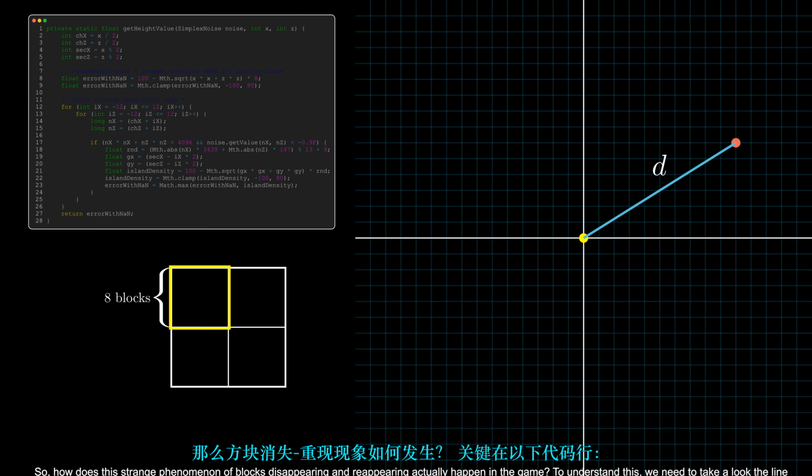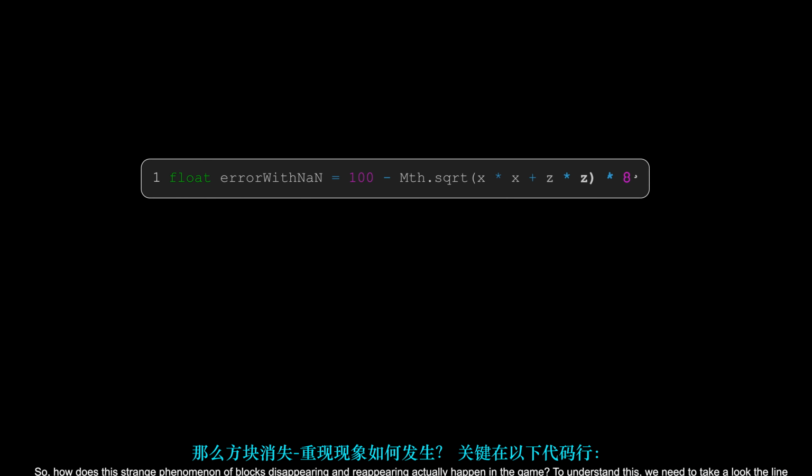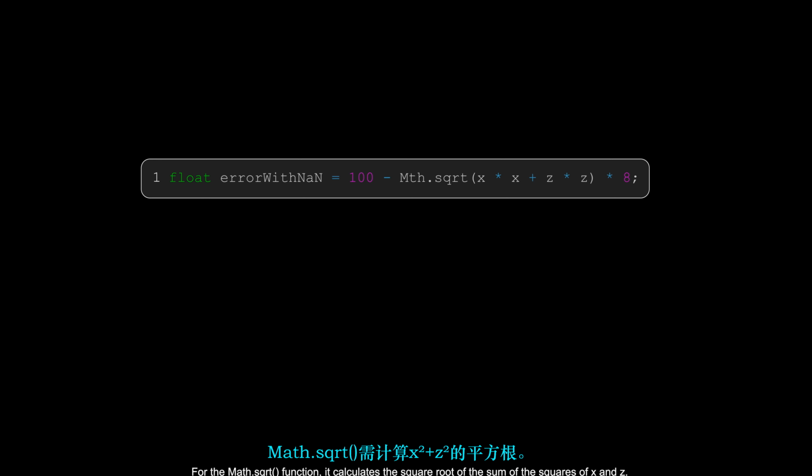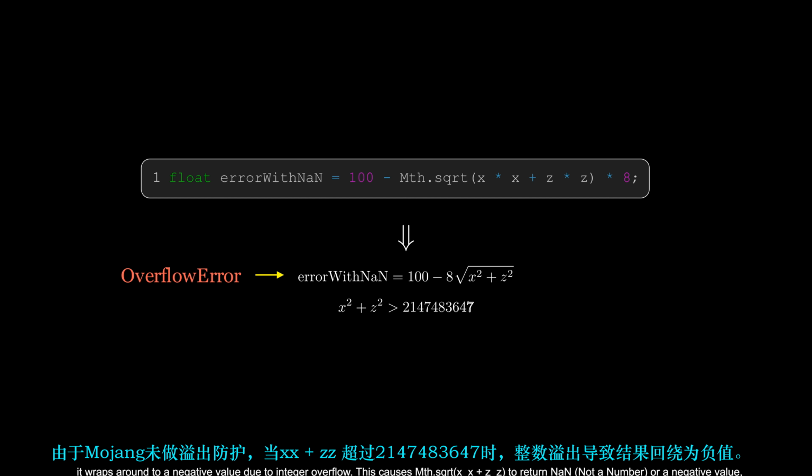So how does this strange phenomenon of blocks disappearing and reappearing actually happen in game? To understand this, we need to take a look at the line. The Math.sqrt function calculates the square root of the sum of the squares of z and x. But in Java, since Mojang didn't protect against overflow, when x times x plus z times z exceeds the maximum value, it wraps around to a negative value due to integer overflow.